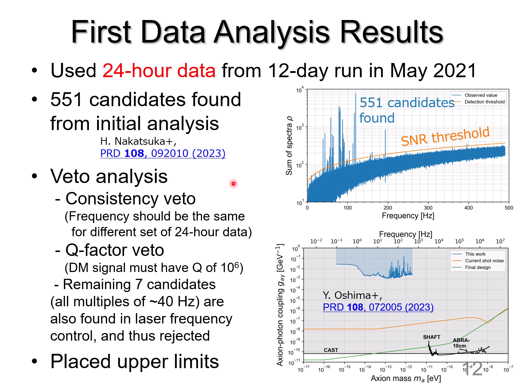There were 7 candidates remaining after this veto, but all were multiples of 40 Hertz, which was found to be some mechanical resonance, which can also be seen in the laser frequency control signal. So we rejected these remaining 7 candidates. So we can veto all the candidates, and place the upper limits, which look like this.